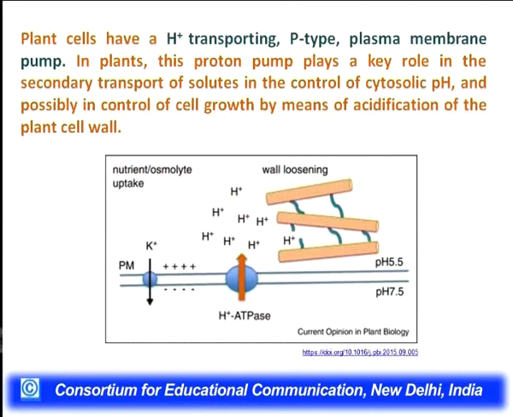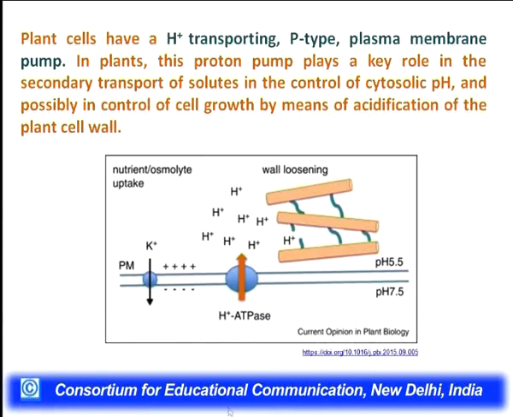In plants, this proton pump plays a key role in the secondary transport of solutes. So this is just another example of a p-type plasma membrane pump present in plant cells, and it is a hydrogen ion transporting pump. In plants, this proton pump plays a key role in the secondary transport of solutes, in the control of cytosolic pH, and possibly in control of cell growth by means of acidification of the plant cell wall.